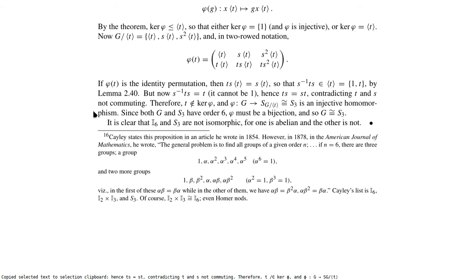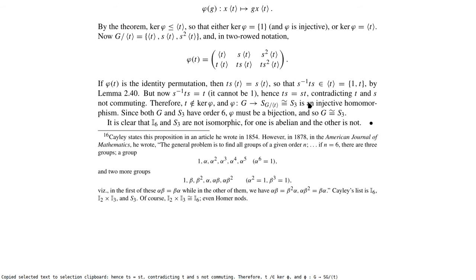So yeah, and this phi happens to be injective, just like before. It's going to be an injective homomorphism, but as it is injective, and since G has order 6 by definition, and S3 has order 6 as well, thus it has to be a bijection because it is injective and you have the same number of elements. I mean, you have the same order, right? So G, the group itself, is isomorphic to S3. Right?